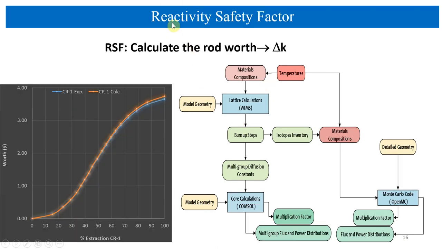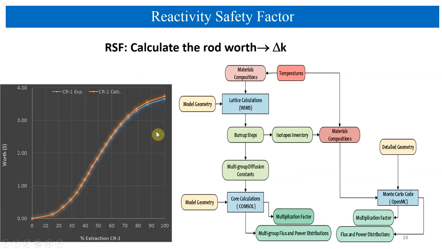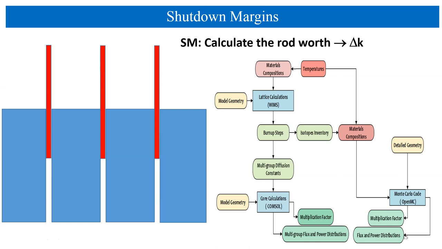Before introducing the reactivity safety factor, if we look at one rod, I will return back just to show you just one rod. If I want to calculate the total worth of these rods, this is the total worth, which consists of the excess reactivity plus the shutdown margin. I can calculate the worth of each rod by the differential method as an example.